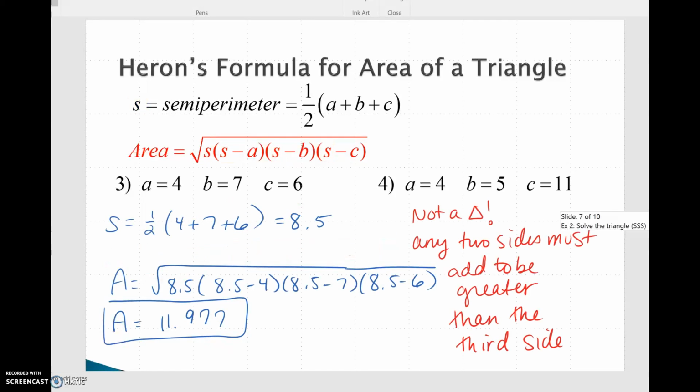All right, and as you can see, number 4 is not possible. These 3 side lengths don't even make a triangle because the rule is that any 2 sides must add to be greater than the third side, and in this case, that is not possible.